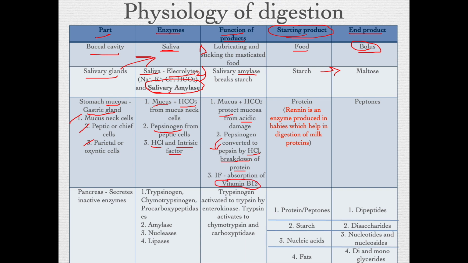So the starting product in the stomach is protein, and this is broken down into a more simple form, which is known as peptone. An important point here is that renin is an enzyme which is produced in babies, and this helps in the digestion of milk protein, and this is something that you have to remember.